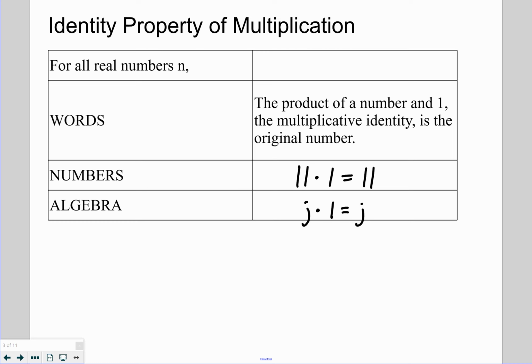Questions on the identity property of multiplication? No, sir. No questions? I love it. Awesome. Feel confident.